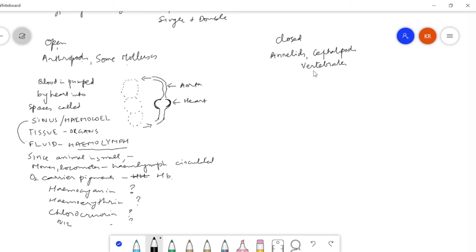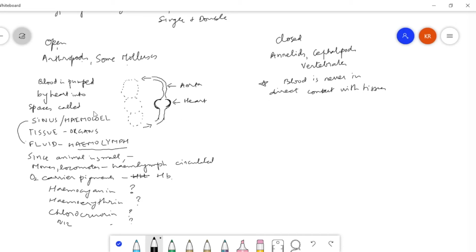So in this closed system, it's simple to remember that blood is never in direct contact with tissues. Blood is never in contact directly with tissues.